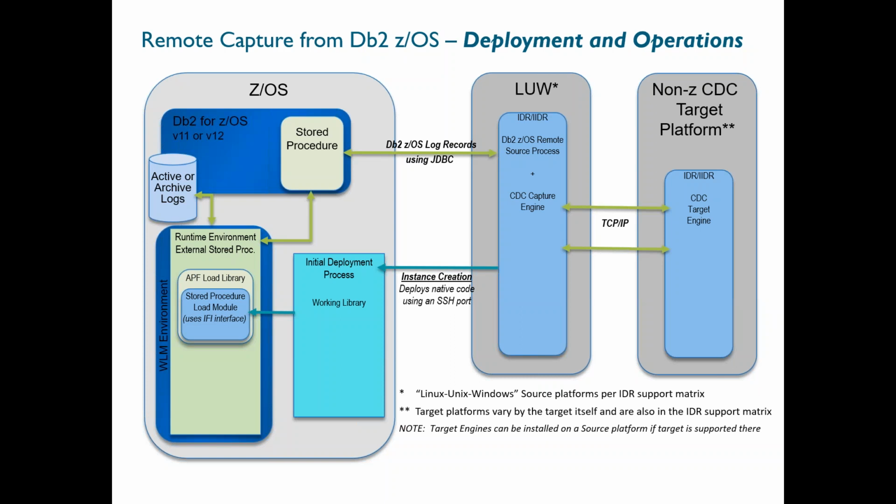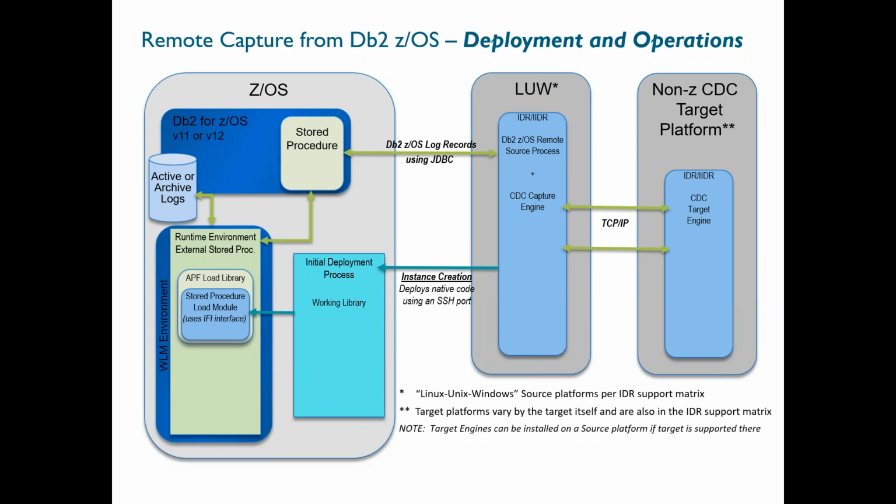ZOS, as you see it on the left, contains DB2 for ZOS, works with versions 11 or 12. And then in the middle there, you can see LUW, that's a Linux, Unix, or Windows platform. I cannot imagine deploying this on Windows, but apparently you can. And the job of that is to format the data and send that down the pipe through TCP/IP, because this is built on change data capture, and sending that to any of a variety of CDC supported targets. So it could be Kafka, it could be another database.